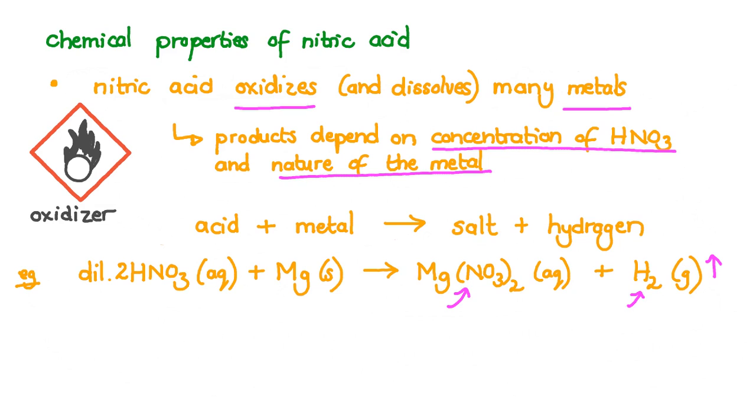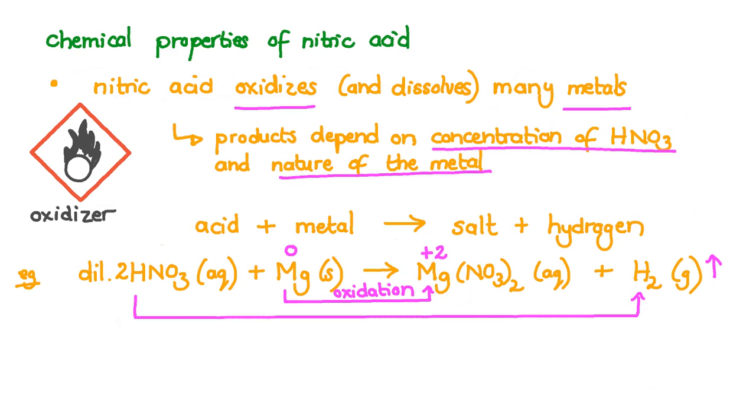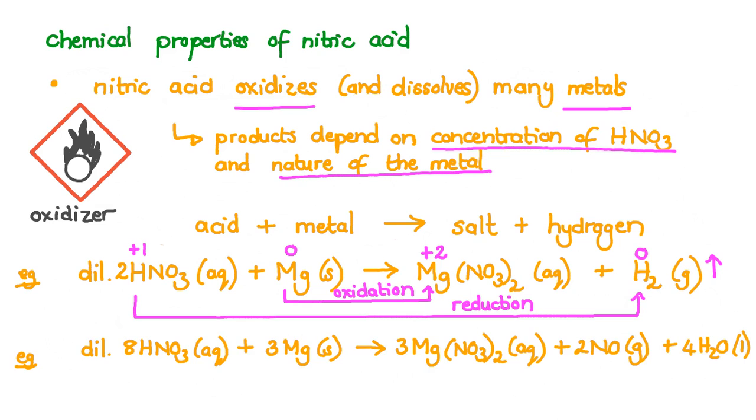Let's look at how the metal has been oxidized. Magnesium initially had an oxidation state of 0 in its elemental form, and after the reaction it has been oxidized to an oxidation state of +2. Hydrogen initially had an oxidation state of +1 in the nitric acid, and it was reduced to an oxidation state of 0. This reaction that we have seen here will compete in the reaction vessel with another reaction between nitric acid and magnesium.